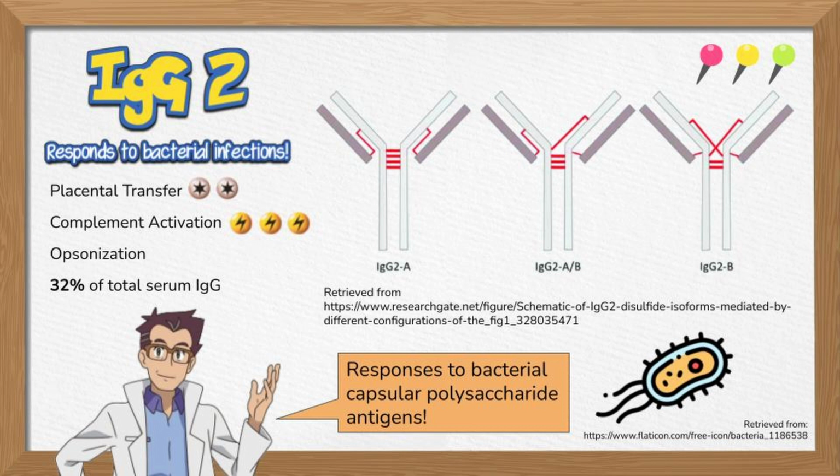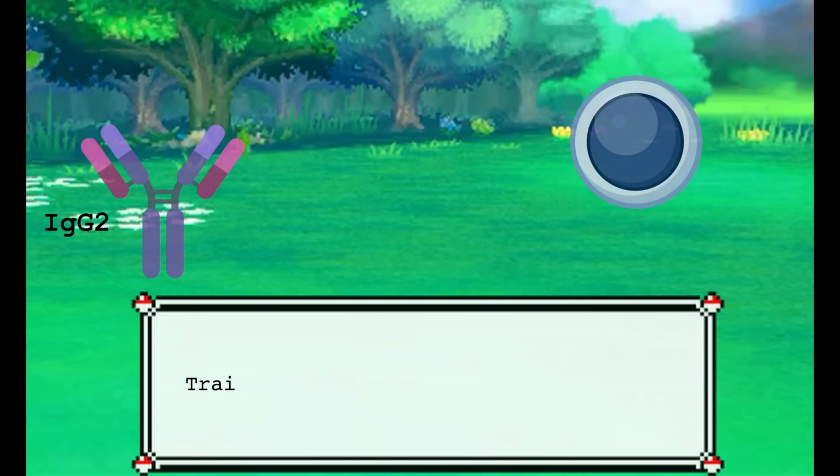IgG2 responds strongly to bacterial capsular polysaccharide antigens, playing an integral role in the body's immunological response to bacterial infections.